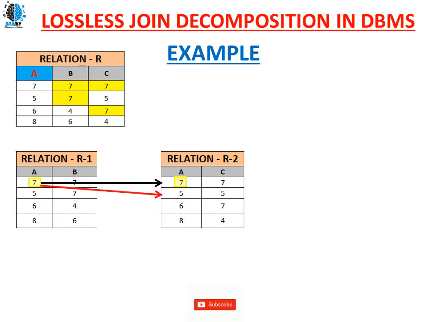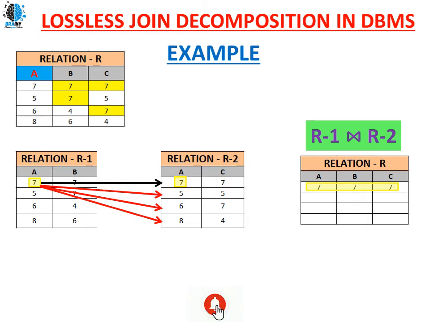Coming to this 7 to 5, it's different, I cannot have. Okay, this 7 is equals to 6, no. This 7 is equals to 8, no. So our first row of the resultant table based on natural join will be like this. R1 natural join R2 will be 7 7 7.